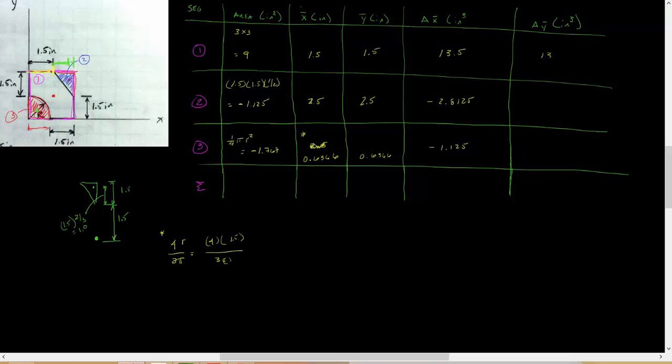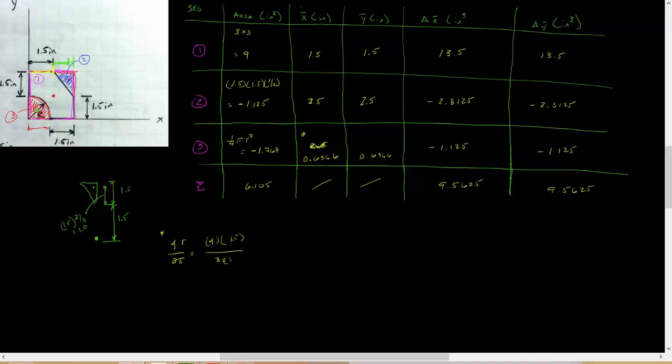For A y bar I get 13.5, negative 2.8125, and negative 1.125. So I add them all up. For the area, I'm going to get 6.105, adding 9, minus 1.125, minus 1.767. Here I'm going to get 13.5 minus 2.8125 minus 1.125. I get 9.5625. And here's 13.5 minus 2.8125 minus 1.125. I get 9.5625. So it's the same, right?